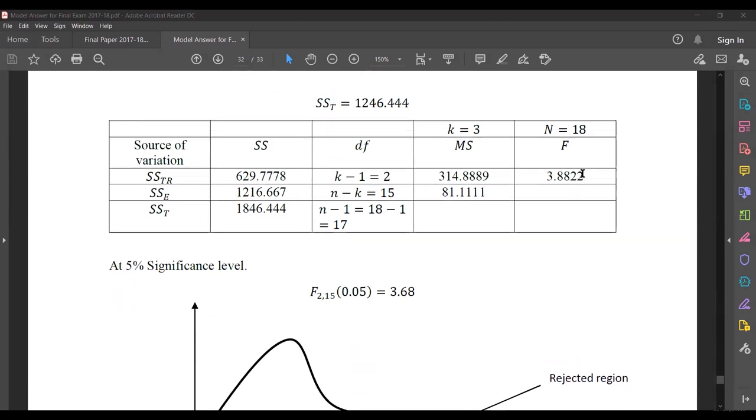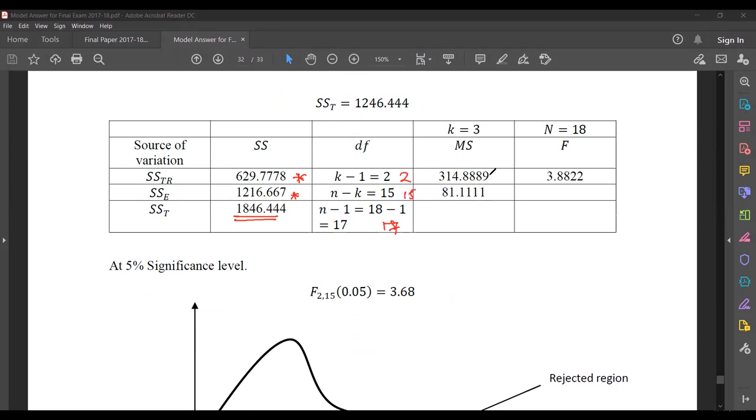Now we have to fill this table. This is the value you calculated first, then the other value. This SST is the addition of both these two, the 629 and 1200 values give the sum. There are a total of 18 data, so here we write 1 less, that is 17. There are 3 sets of data, so the degree of freedom for here would be 2, so 17 minus 2 gives 15 here.